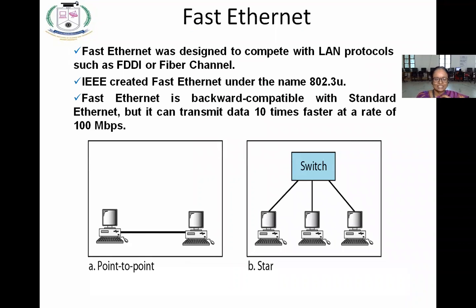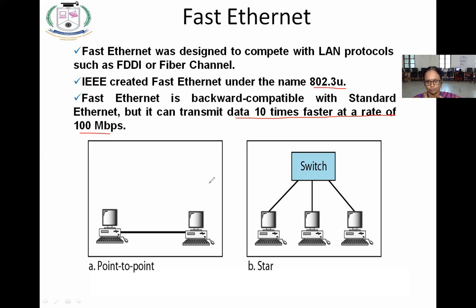So these are the various fast Ethernet standards; now we are using them with switched Ethernet. The IEEE standard is 802.3. Fast Ethernet can transmit data 10 times faster, at a rate of 100 Mbps. That's why I told you here, the speed will be very high in fast Ethernet.